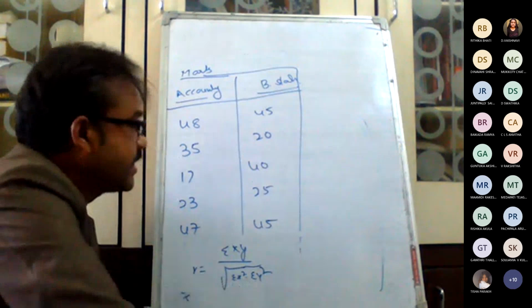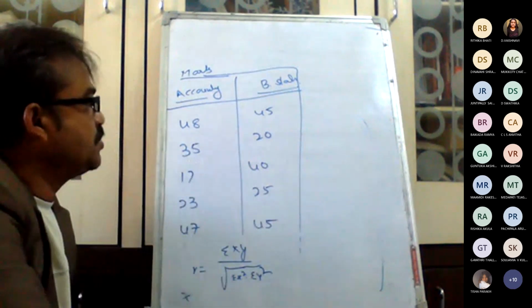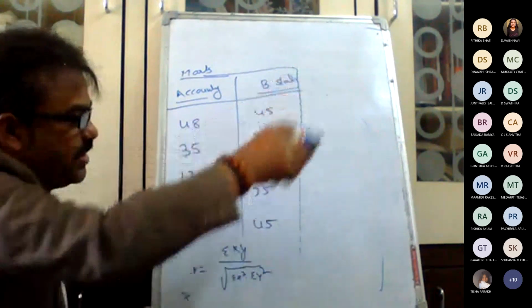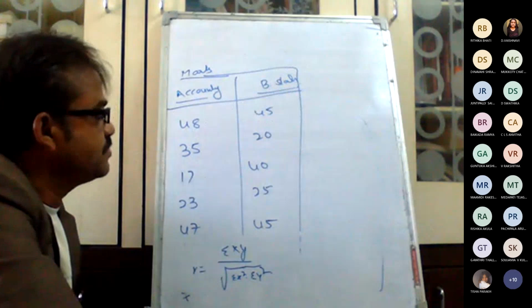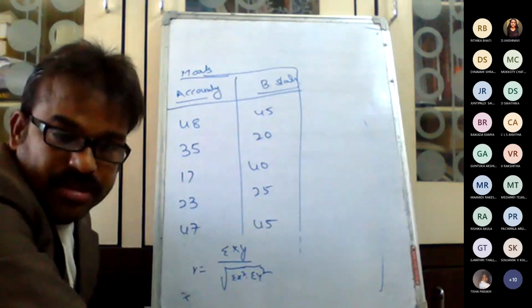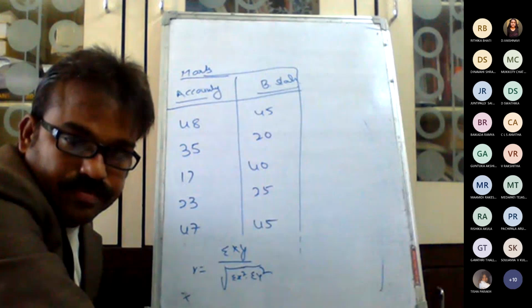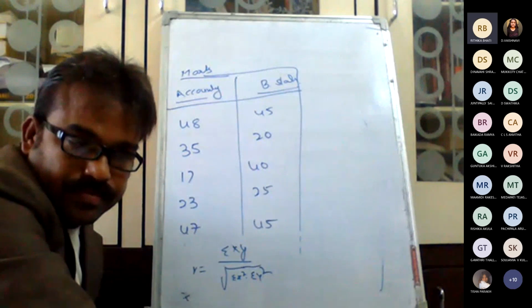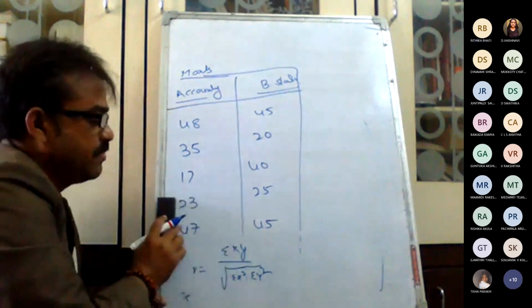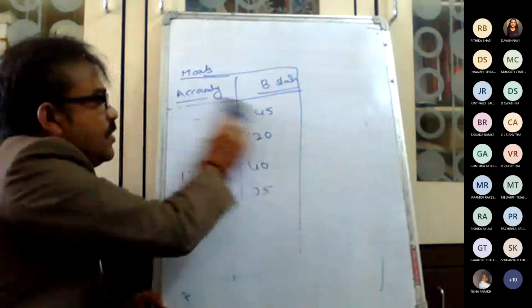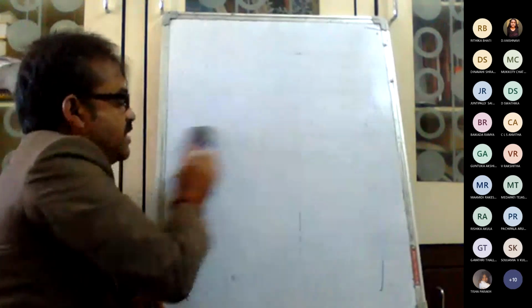Arithmetic mean. Wait, can I erase this one? I will write small because at a time I will do all these things. If you note down, I will erase all these things. You can erase, sir. May I erase? Okay.